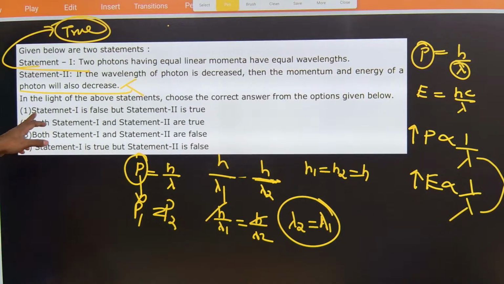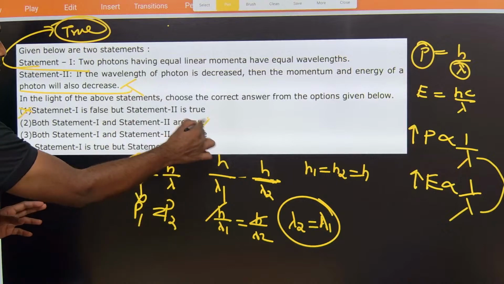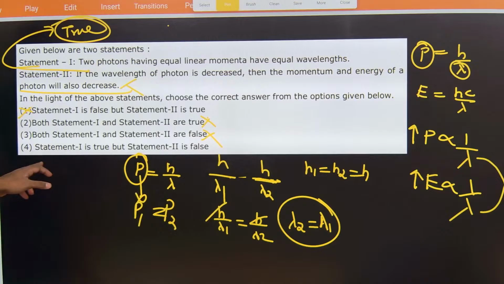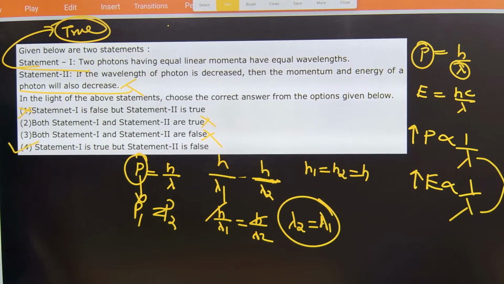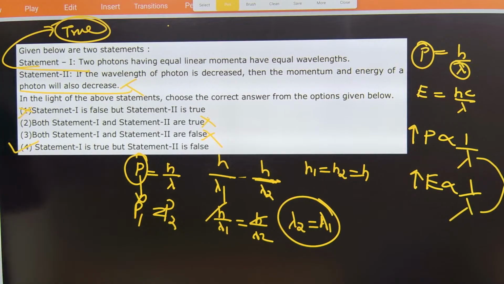Now check the options. Statement 1 is false? No, statement 1 is true, so option 1 I can eliminate. Both statements true? No, statement 2 is false, so option 2 I can eliminate. Both statements false? No. So statement 1 is true but statement 2 is false. So option 4 is the answer. Right. Can we go for the next question?